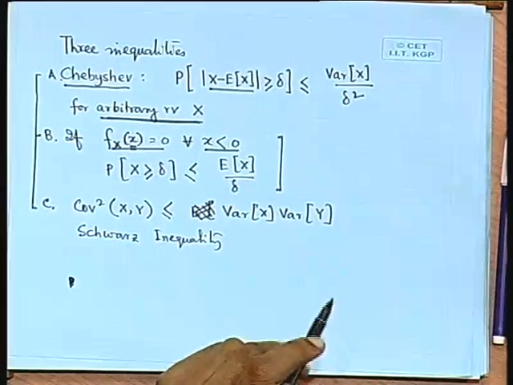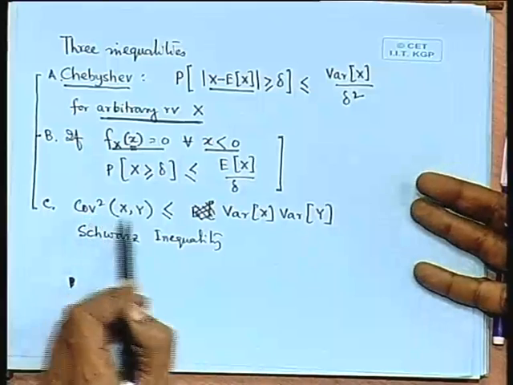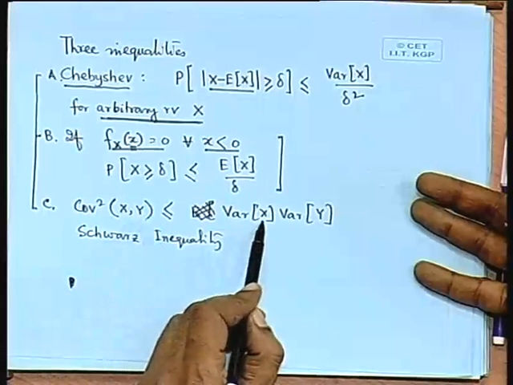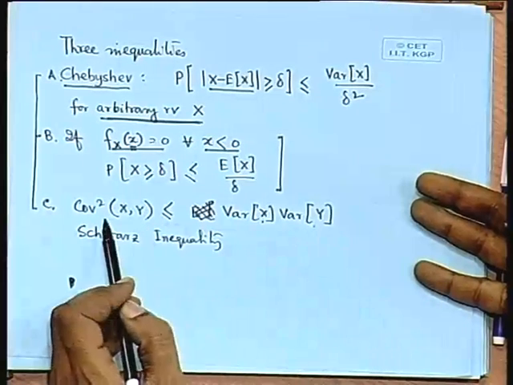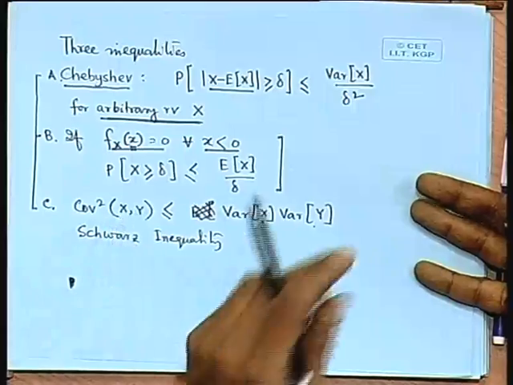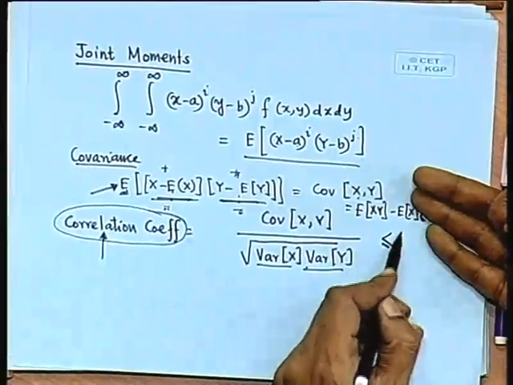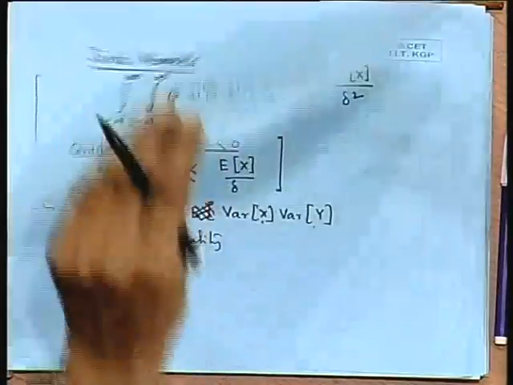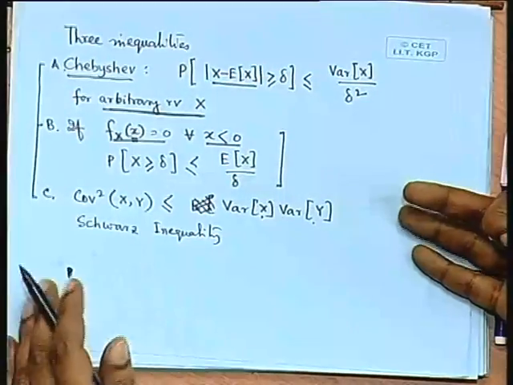right. And finally we have covariance square xy is less than or equal to variance x times variance y, which means that the correlation coefficient that we have considered here is always less than or equal to 1. That is what they are saying. So how does it happen? Let's start from the back.